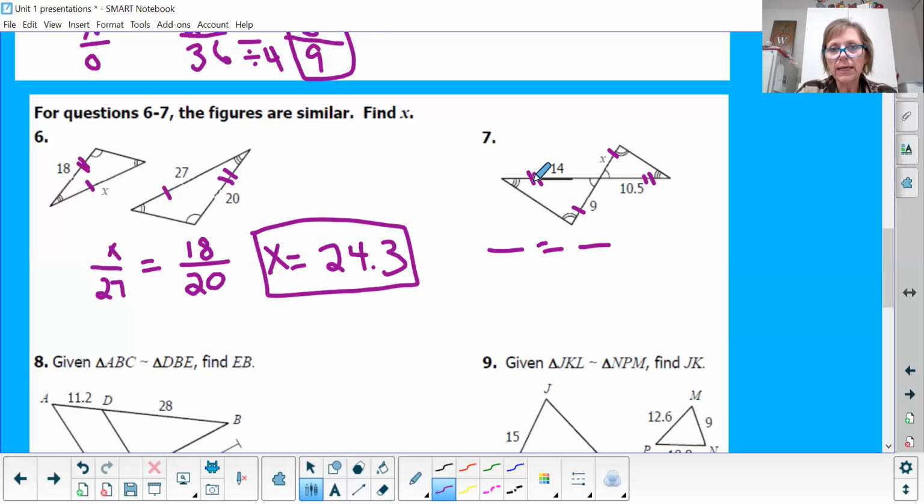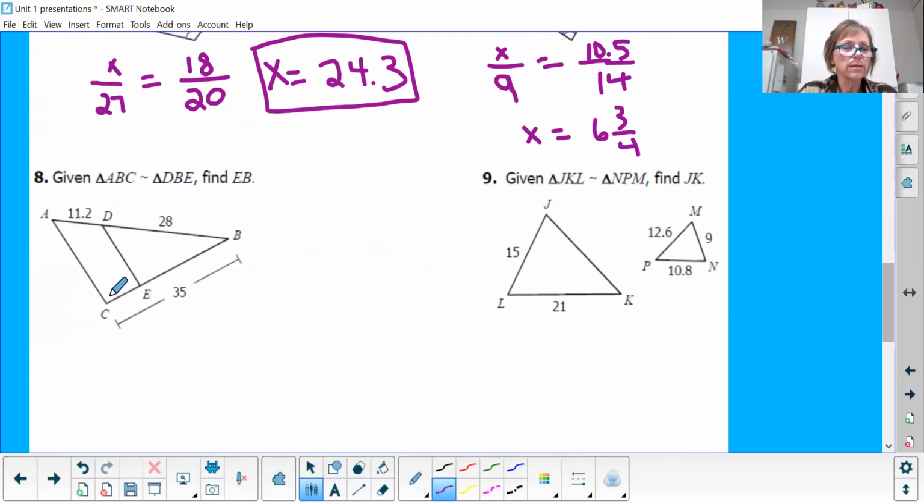Okay, 14, let's start with x. X goes with 9, and back to the same figure, 10.5 goes with 14. I'm going to make that 9 look a little more like a 9. Here we go. And then cross multiply and divide. The answer is 6 3/4, and that's because your decimal came out to be 6.75.